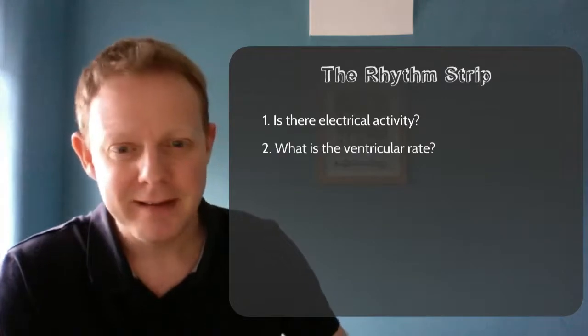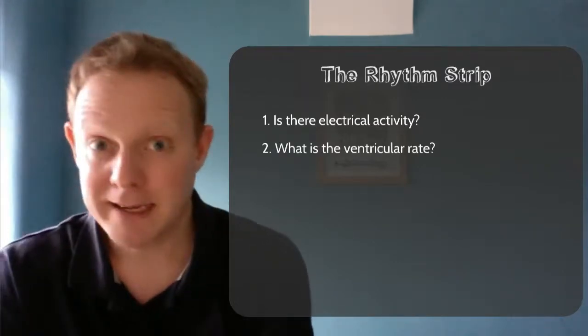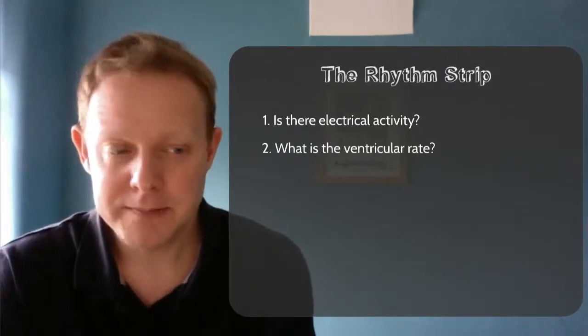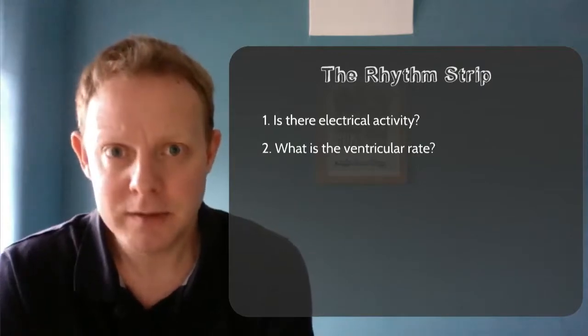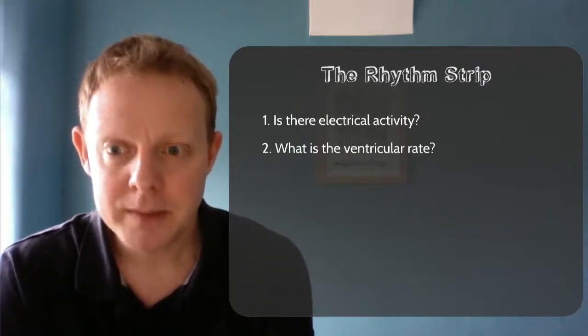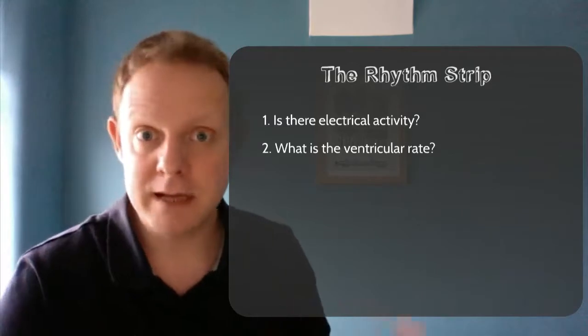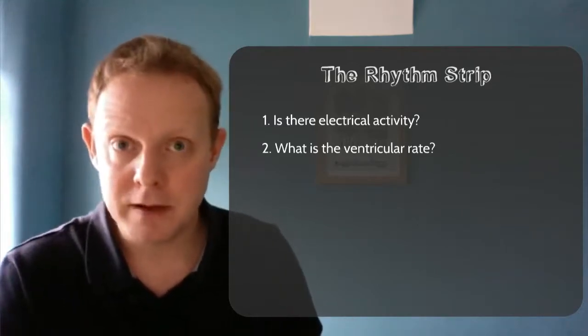So go and check your patient. If you have got electrical activity, ask what the ventricular rate is. Now, most ECG machines will give you the rate. They'll have calculated it, but you can calculate it, of course, for yourself. There are many different methods of doing that.